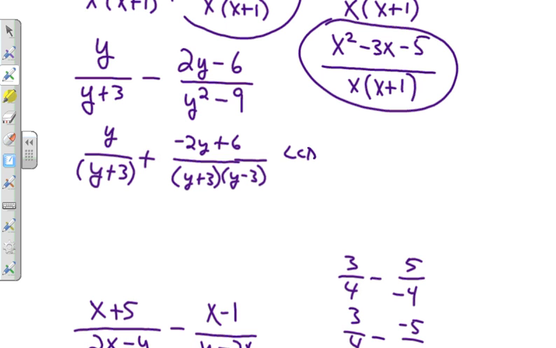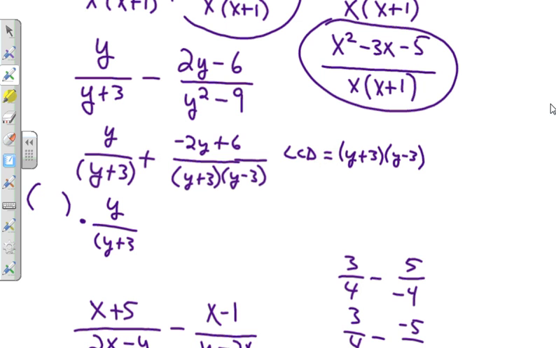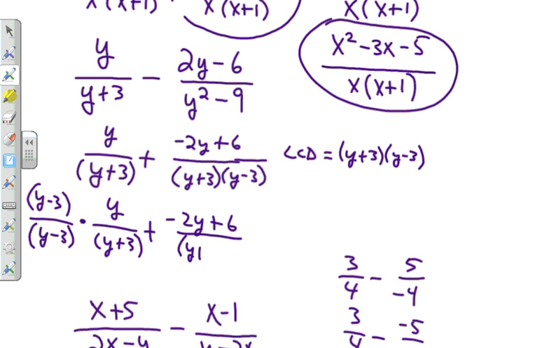What's my LCD? Now I've got enough to get my LCD. It's y plus 3, y minus 3, right? So this is the LCD actually, so I don't need to do anything to that one. What am I going to do to this one over here? Multiply by y minus 3 over y minus 3, right? Plus negative 2y plus 6 over y plus 3, y minus 3. Okay.